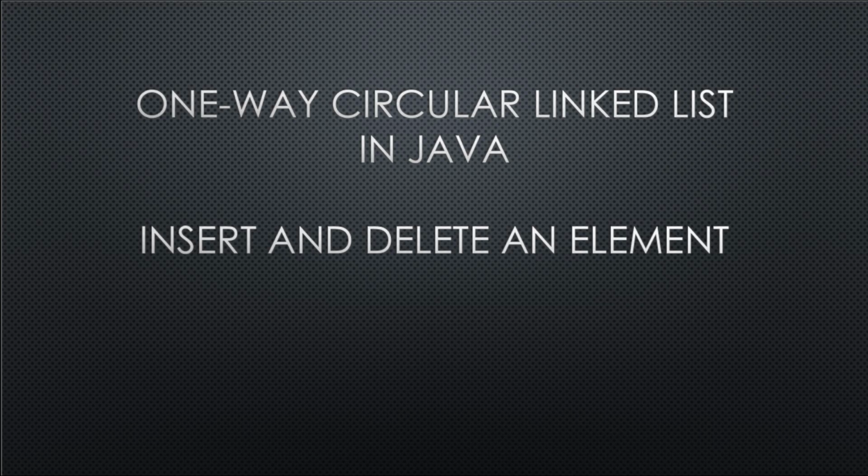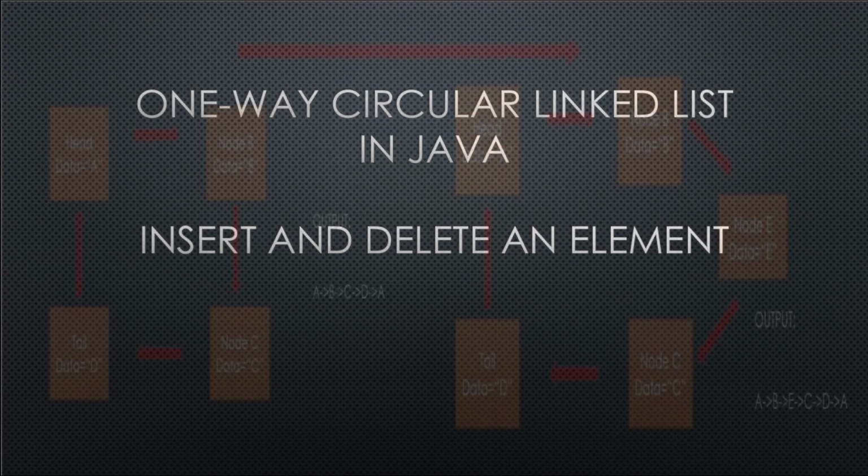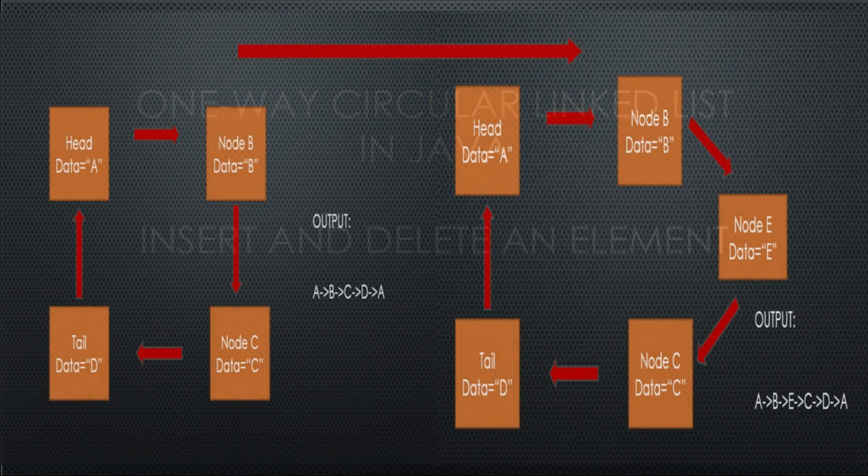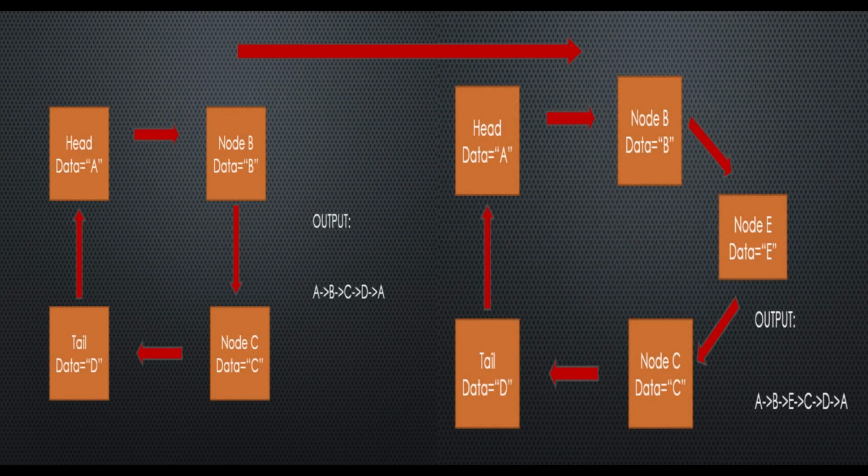I'm a science student in UK, and today we're going to go forward in our data structures videos in Java. We're going to continue with the one-way circular linked list in Java, and in this video we're going to see how we can insert and delete an element in a specific position in a circular linked list, the single circular linked list. So let's see the scheme.